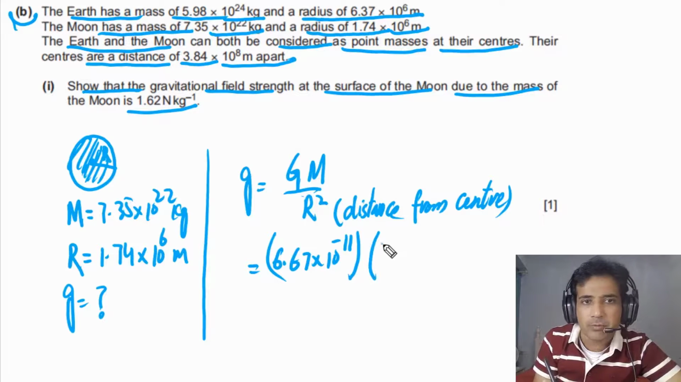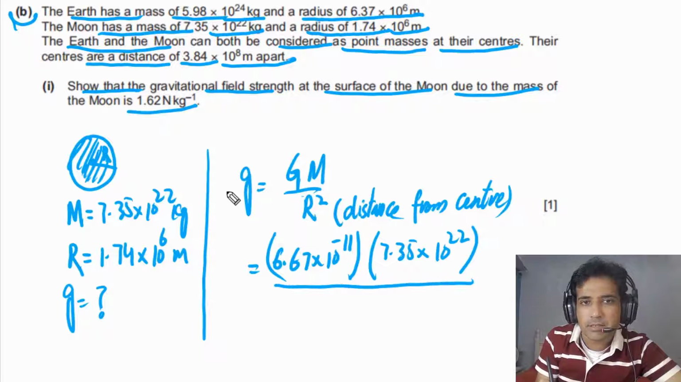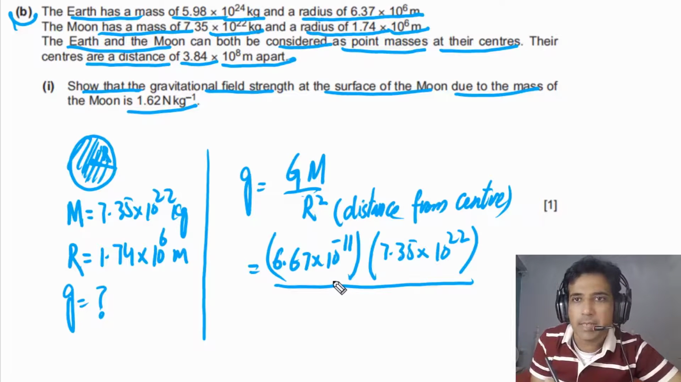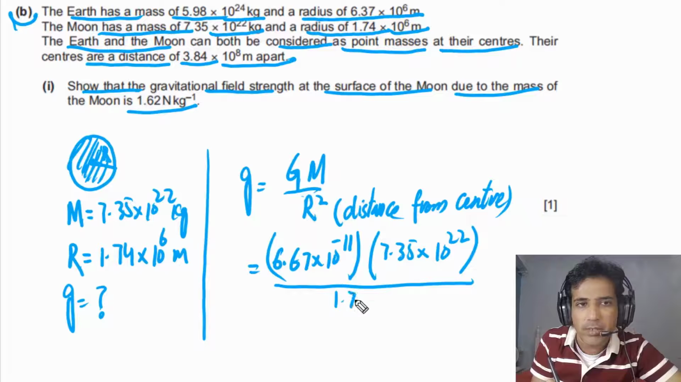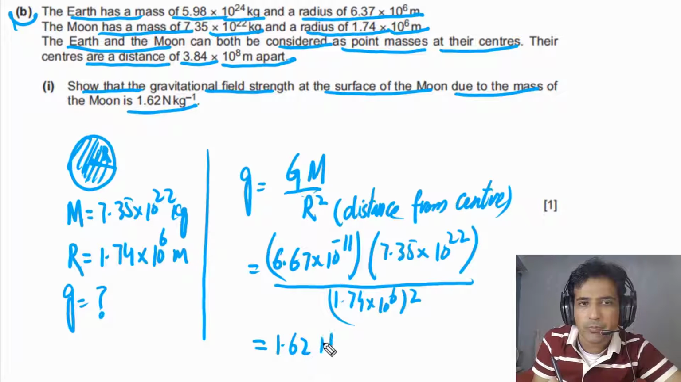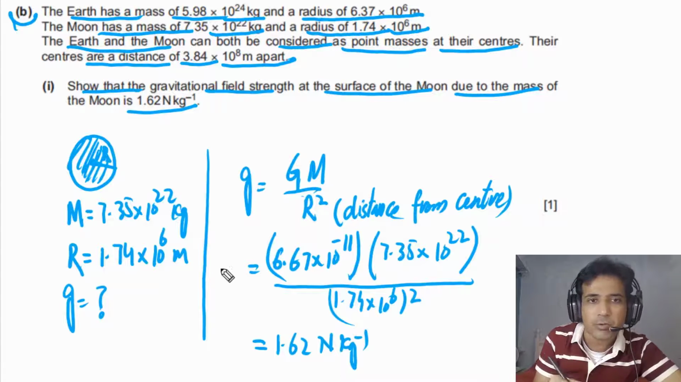And the mass of the moon is given, that is 7.35 times 10 to the 22, and the distance from the center of the moon is equal to the radius of the moon, and that distance is 1.74 times 10 to the 6 squared. If we solve this one, our final answer will be 1.62 newtons per kg. So this is the value of g.